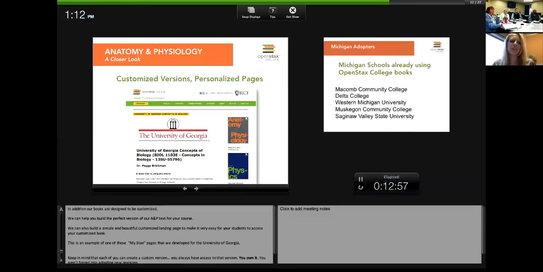We can also create customized versions of the textbooks, and again, we are more than willing to help you do that because this is part of our Academic Freedom Initiative. We want you to take these books and make them work for you, and we can even create personalized landing pages for you to use. So this one is the University of Georgia. They have very specific textbooks that they've customized, and they have specific landing pages.